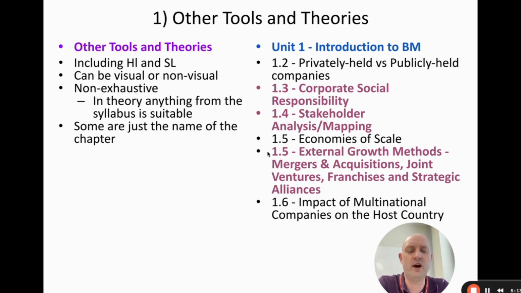And then I think 1.5 is really good. Some research questions will be about mergers or acquisitions. So 2 companies merged, how successful has the merger been, or something like that. And so you've then got joint ventures, franchises, and strategic alliances. So there's loads of content in that chapter.